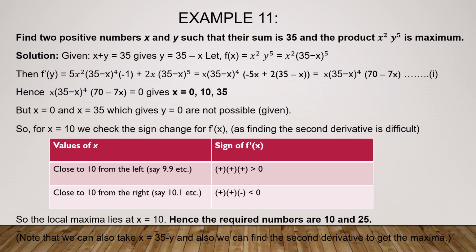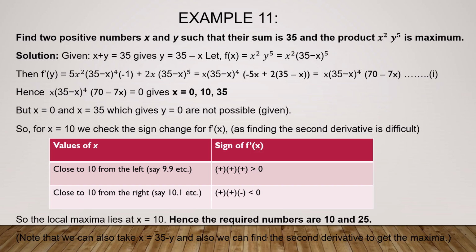Now we need this function to be maximum, so let us check whether it satisfies the condition for being the maximum. Here we use the first derivative test, because finding the second derivative in this case is a little bit complicated, and the first derivative will easily give the answer. So we check the sign of f dash for values of x which are close to 10 from the left and from the right.